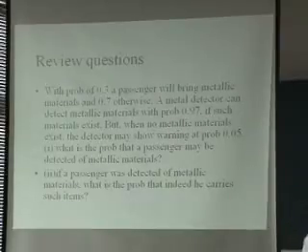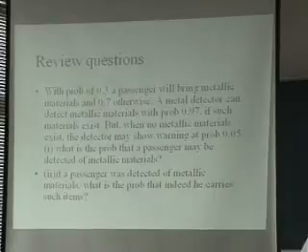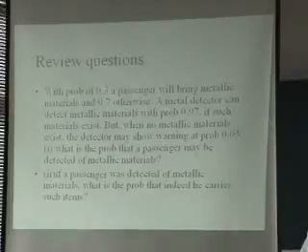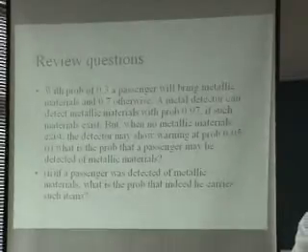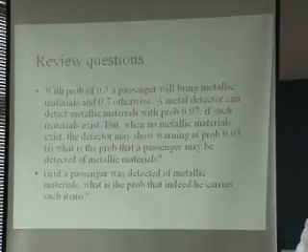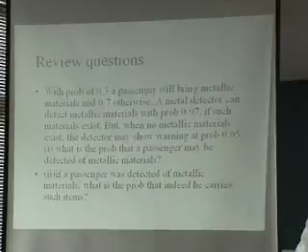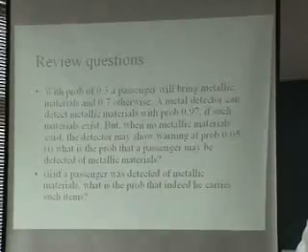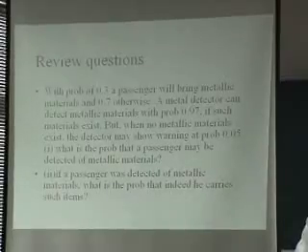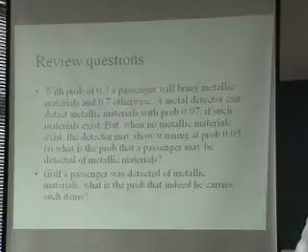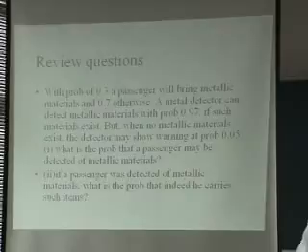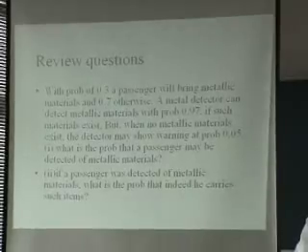But here we talk about the person first. So for any person, with probability 30%, that is 0.3, they will bring metal with them. And 0.7 otherwise. So 30% I will bring metal with me, 70% I don't. And then a metal detector can detect metallic materials with probability of 0.97. So the accuracy rate is 0.97. What does that mean?